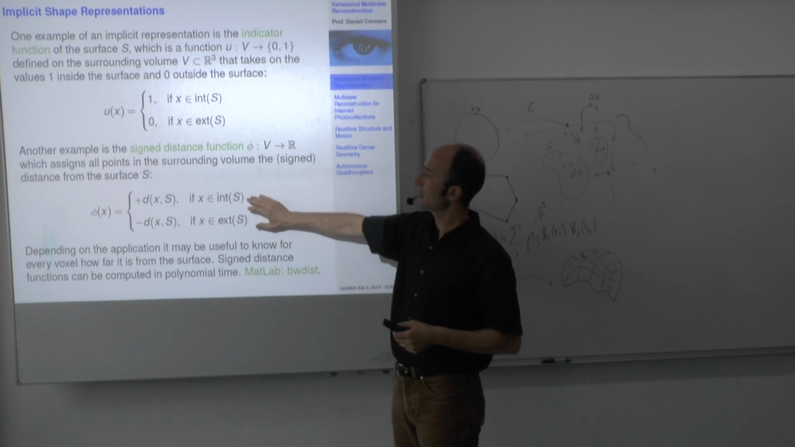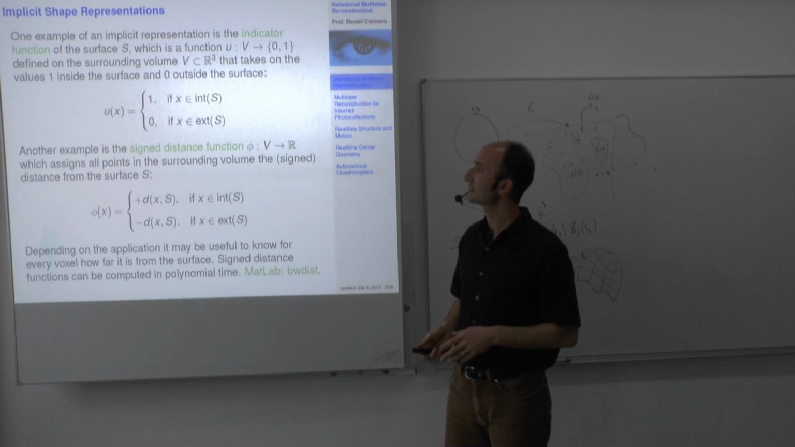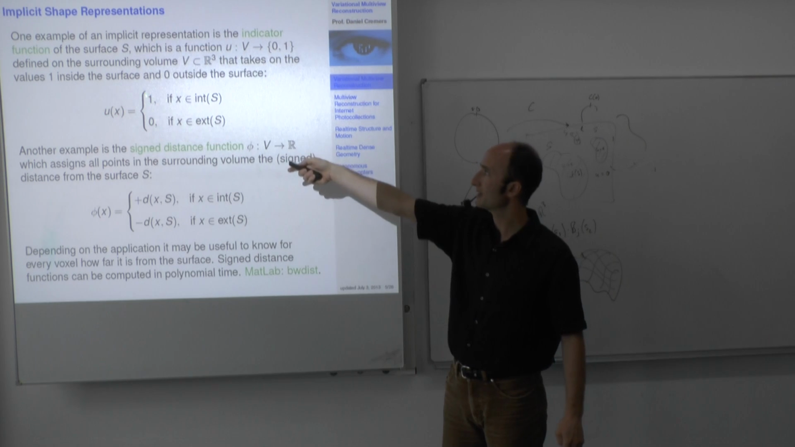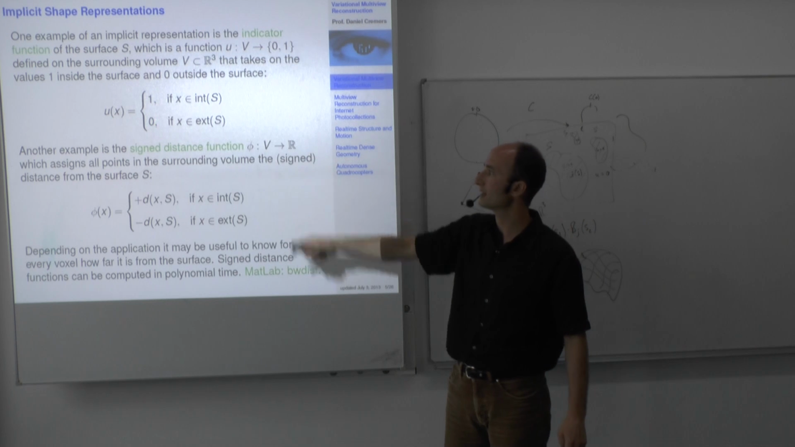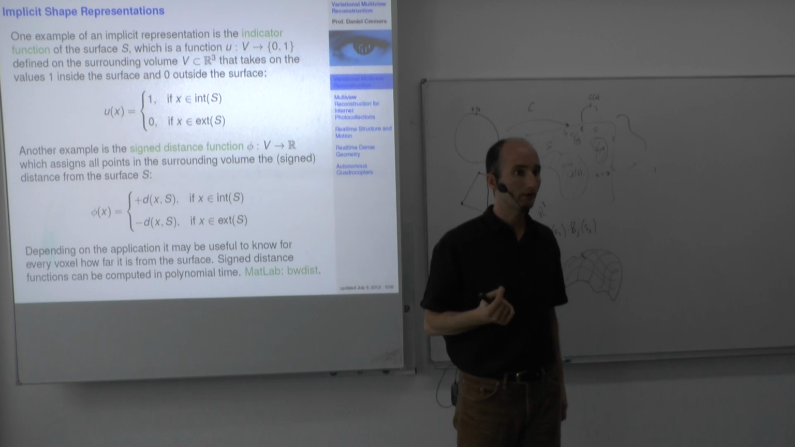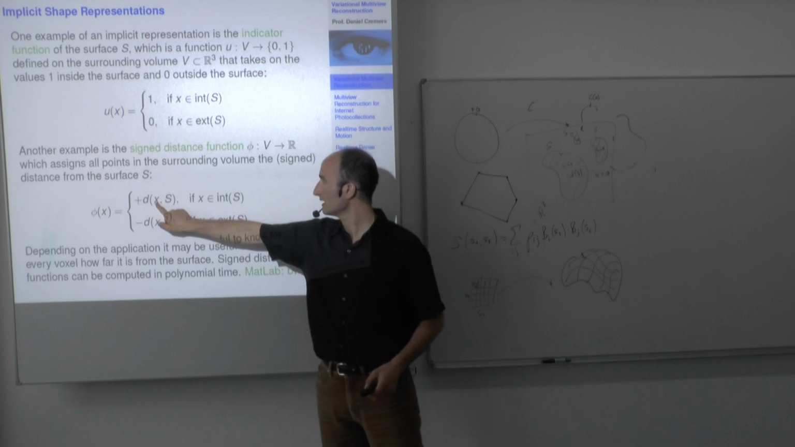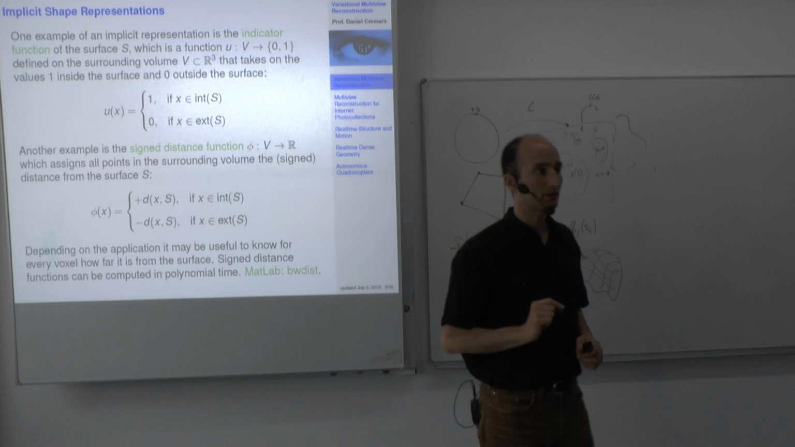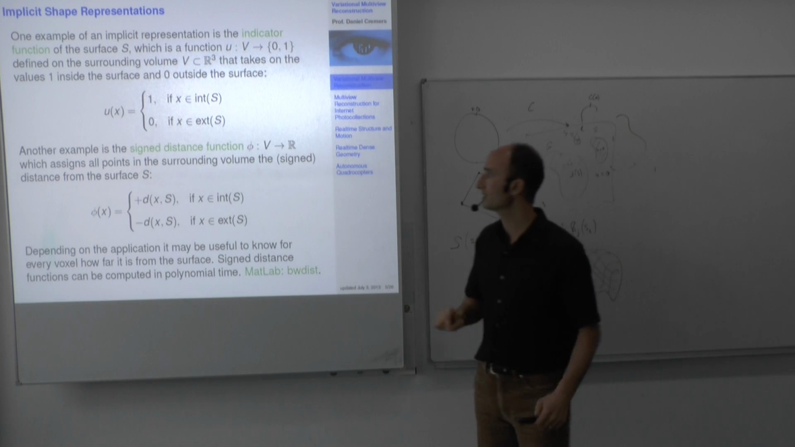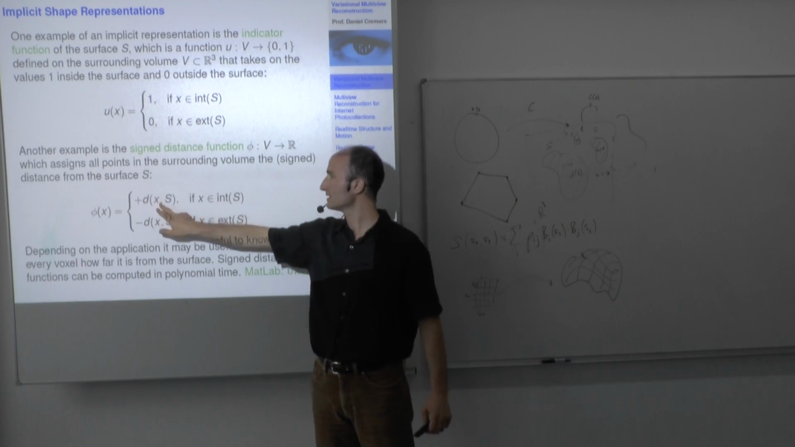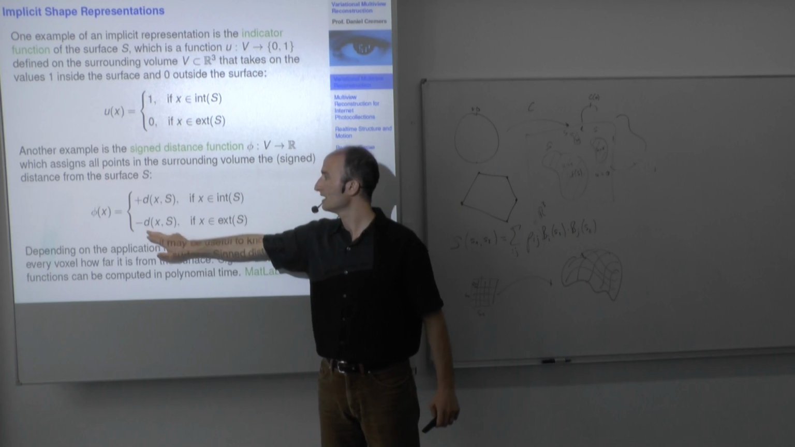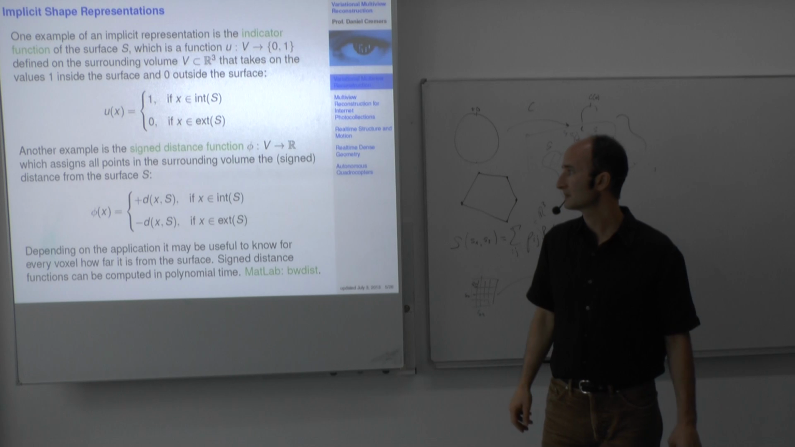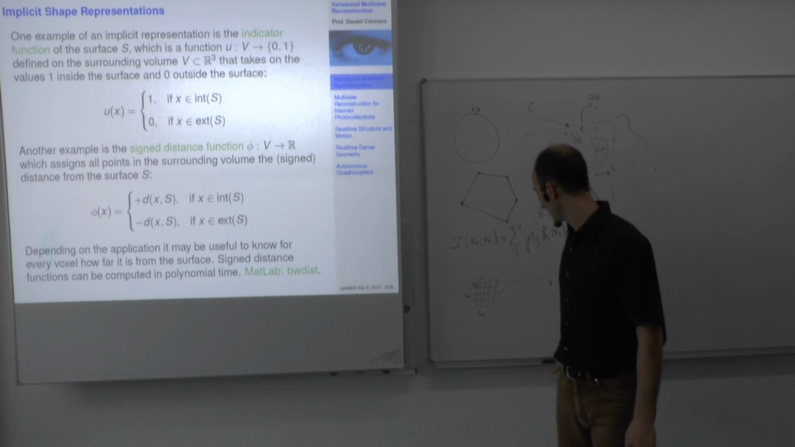Another implicit representation that is slightly different is, instead of representing the ambient space and labeling it just with 1 and 0, I can do something more informative. I can label every voxel x by the distance it has from the surface. And then by convention, I will use the positive distance from the surface inside and the negative distance outside. That is a different representation.